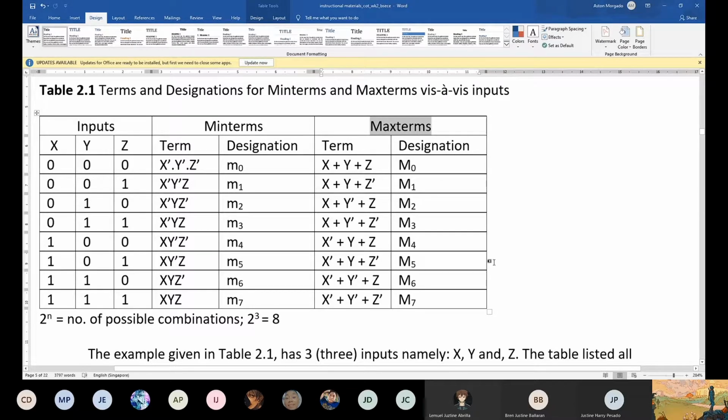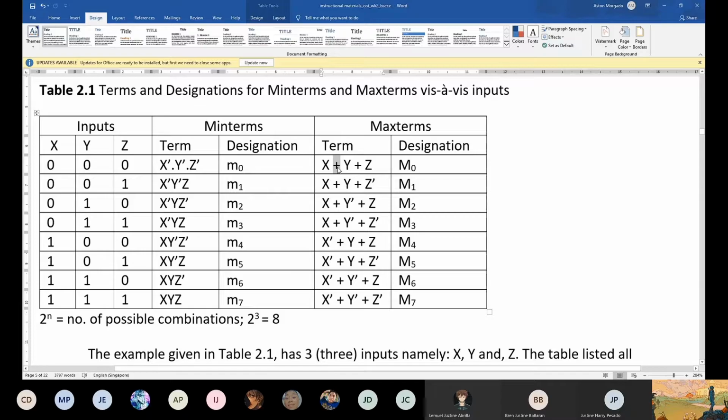So Maxterms is ORing or plus. Maxterms is the opposite of min-terms. So here, if x is 0, it becomes unprimed. Whereas if the input is 1, it becomes prime. Again, if the input is 0, it becomes unprimed, while if the input is 1, it becomes prime. So it's reversed. But instead of having multiplication, we have addition or ORing as our operator.